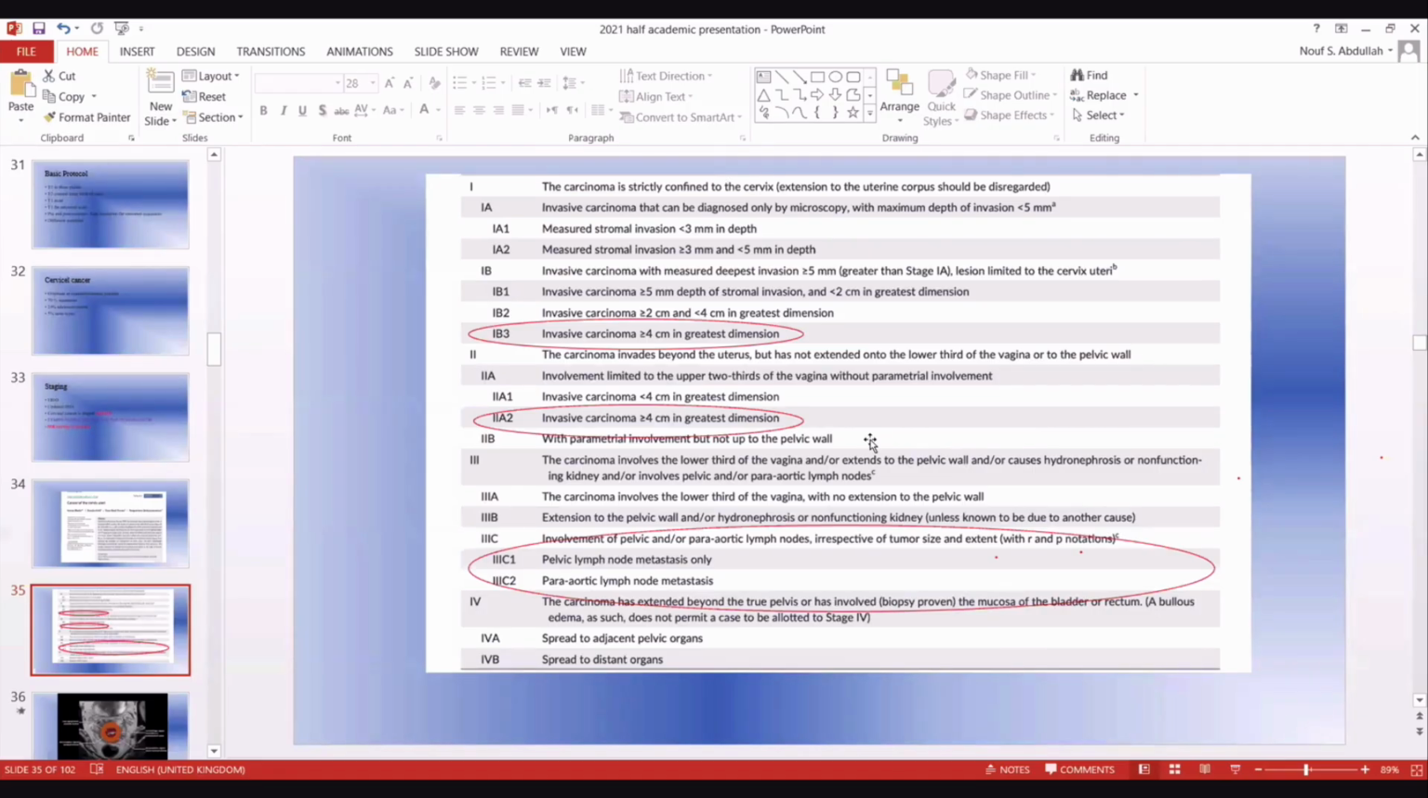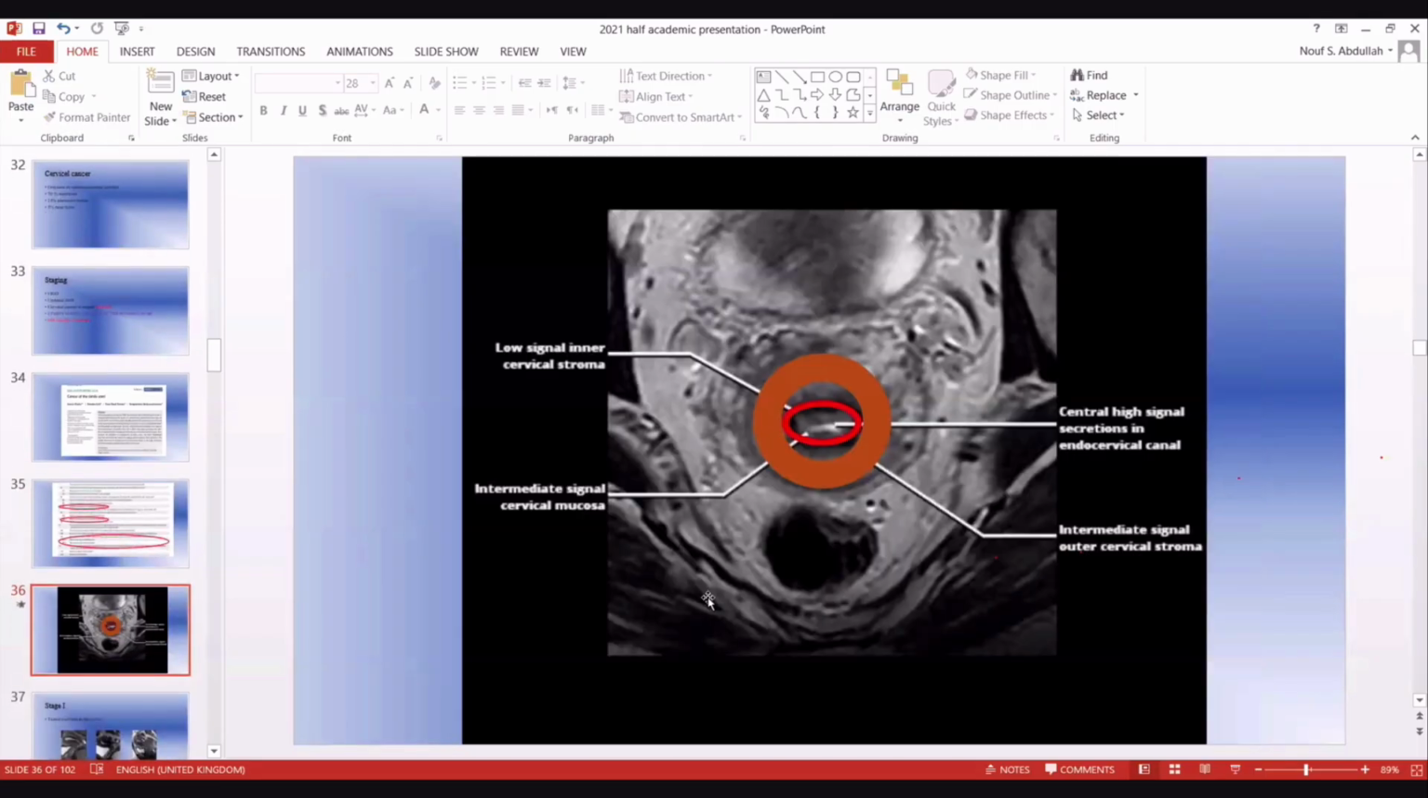If we have lymph node involvement, you remember I told you before, lymph nodes on the previous staging were not incorporated into the staging. But now, if you have lymph node involvement, it will be stage 3. Depending on the level of the lymph node involvement, is it involving pelvic lymph nodes or para-aortic lymph nodes? It is indicating stage 3, either C1 or C2.